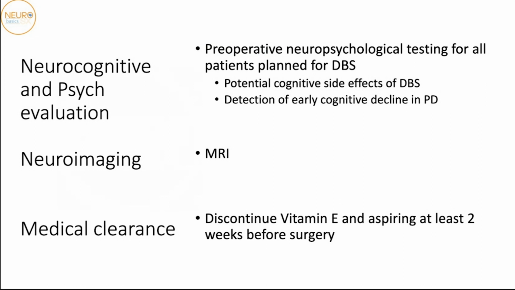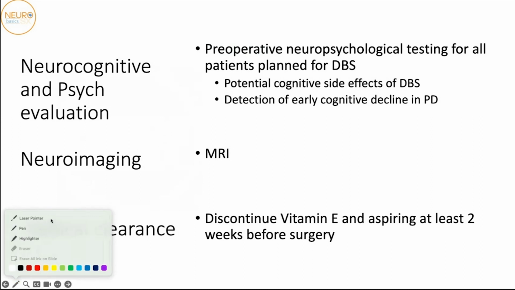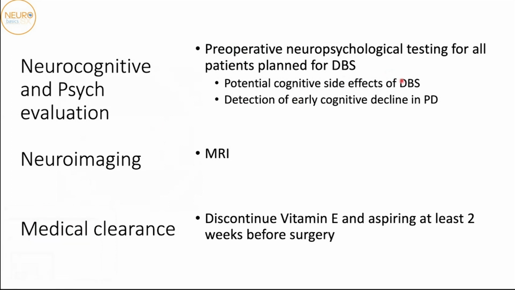The neurocognition and psychiatry evaluation is done because in a lot of patients who are undergoing surgery for Parkinson's disease, they could already have early cognitive decline in PD. Also, it is possible that they can develop cognitive decline or other psychiatric symptoms after DBS. So it is important to define what patients already have before they undergo DBS.